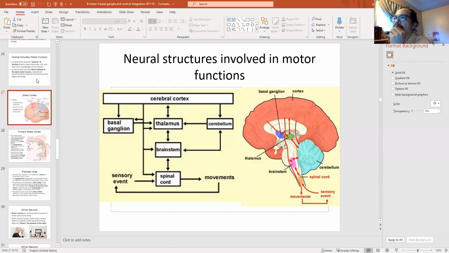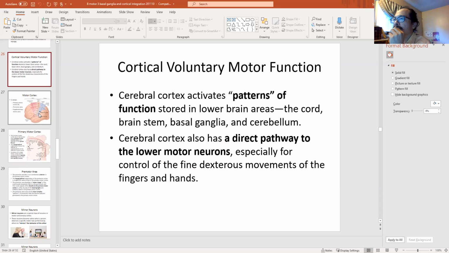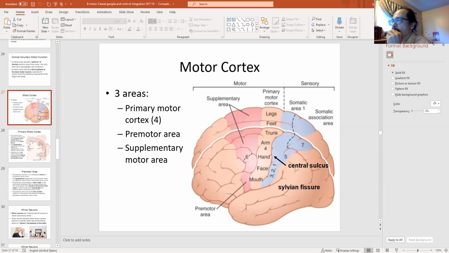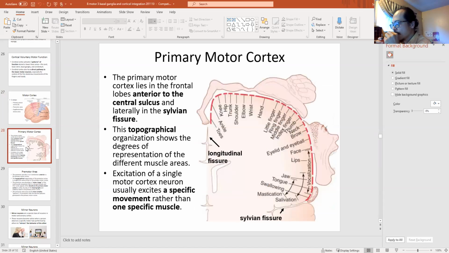So that's this one here, and the three motor cortical regions. In the primary motor cortex, you can see that these are the different cortical regions. They basically control different skeletal muscle regions, and the larger the area is, the more complicated the movement it controls in those areas. So this is called the topographic map organization of motor control.